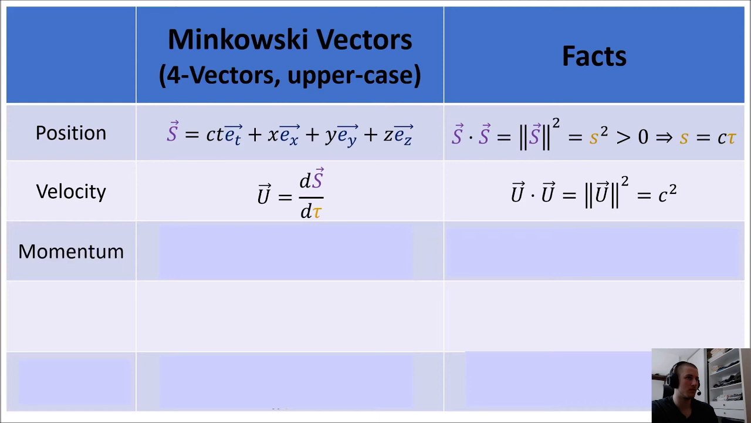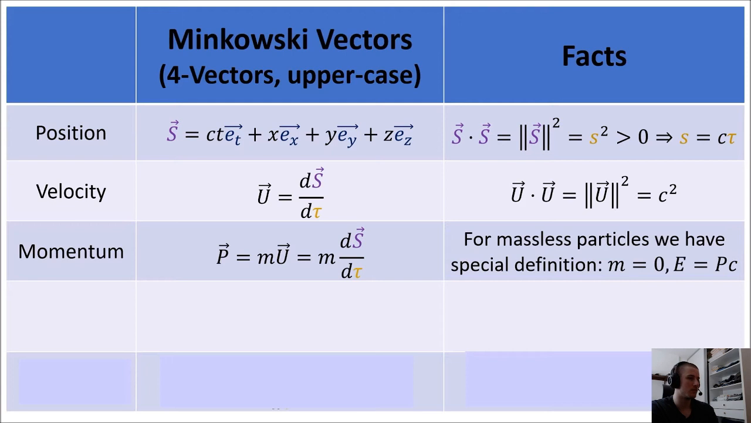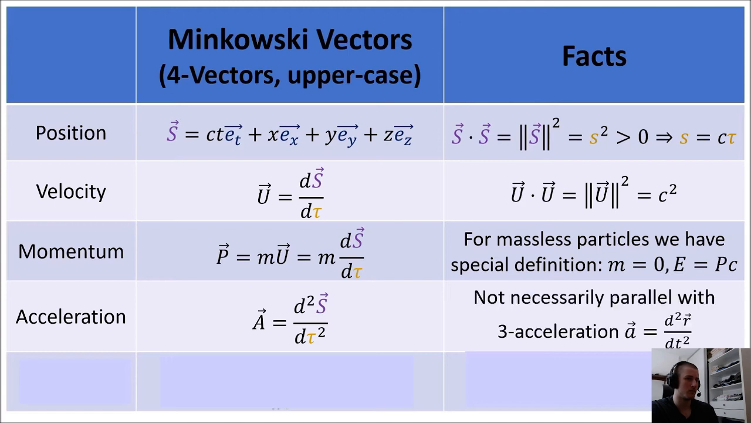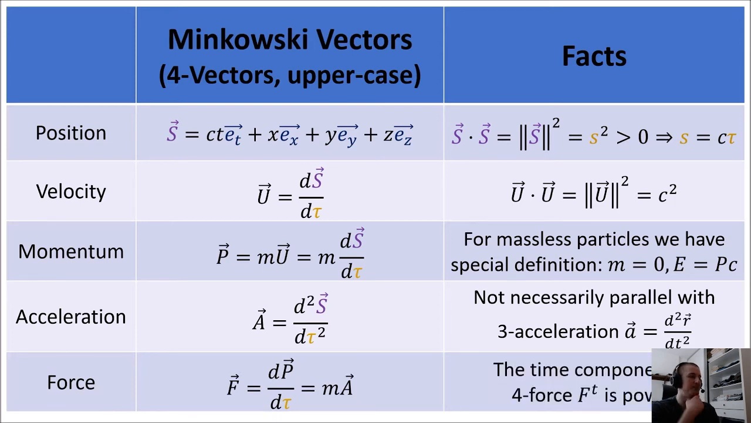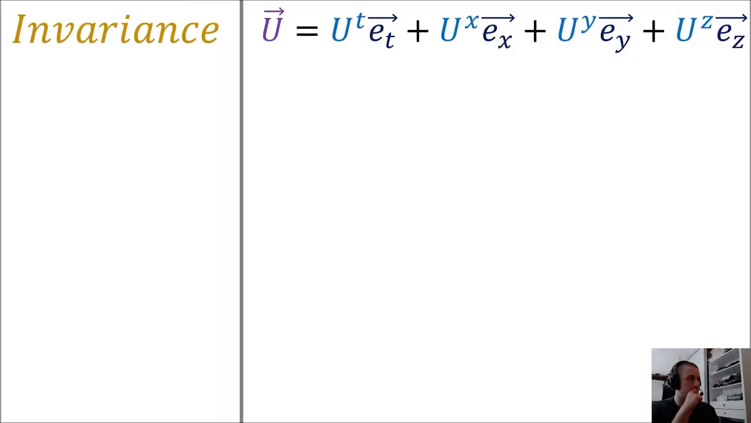For massive objects, the 4-momentum big P is defined as mass times the 4-velocity. The time component of the 4-momentum is energy. However, for massless particles like light, we have a special definition where the particle's energy equals its momentum times the speed of light. The 4-acceleration big A is the second derivative of 4-position, and it is not necessarily parallel with the non-relativistic 3-acceleration in the spatial dimensions. And finally, we have 4-force, which is the derivative of 4-momentum with respect to tau. The time component of 4-force is power. All of these 4 vectors are invariant.